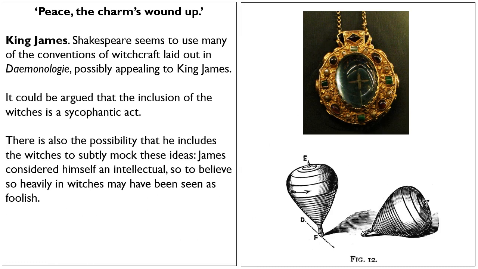Now, from an AO3 point of view, our context is King James, who wrote Demonology, and he used that to outline many of the conventions of witchcraft. And so Shakespeare uses these, possibly to appeal to King James. It could be argued then that even the inclusion of the witches is sycophantic. He's trying to appeal to the king. But there's also the possibility that he's trying to mock these ideas. James considered himself an intellectual, and so to believe heavily in witches could be quite foolish. And so Shakespeare, by including them, could also be poking a bit of fun.